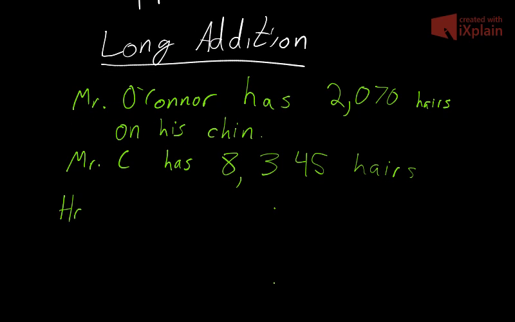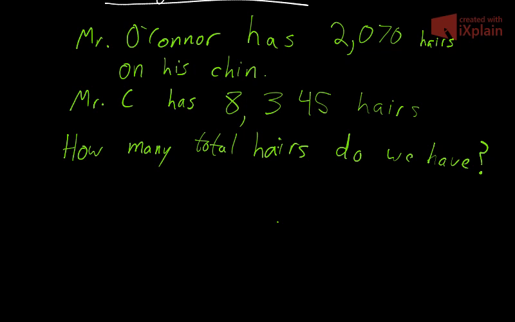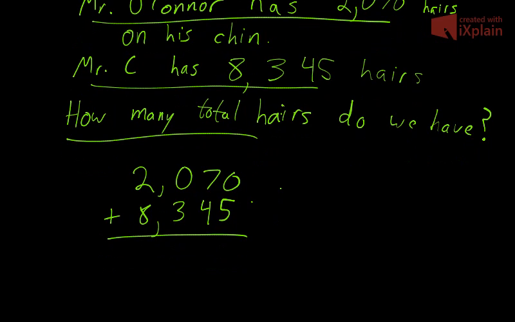If I want to know how many total hairs we have, then I'm going to have to add. There we go. So this might be a problem that you would get. Hopefully your problem makes a little more sense. I'm trying to figure out how much hair is on someone's chin, but that is okay. What we're obviously going to need to do is recognize that I have a lot, Mr. C has a lot, and I want to know how many total, so I'm going to be adding. So let's get into the actual long addition. If I have 2,070, we'd be adding 8,345. We're just going to add these up and see what happens.